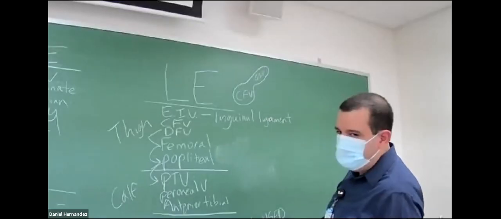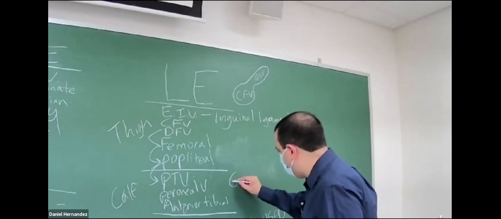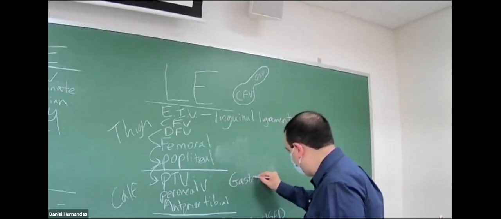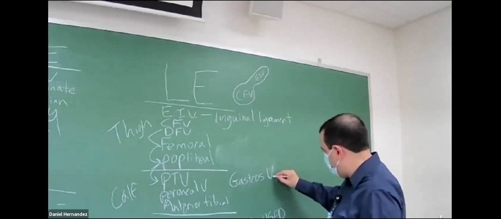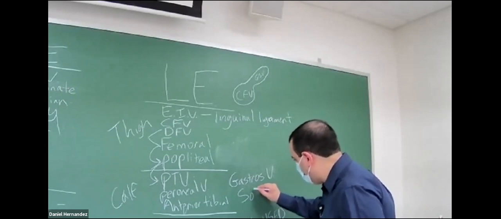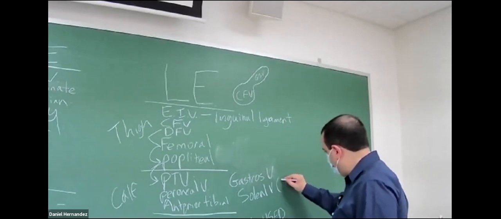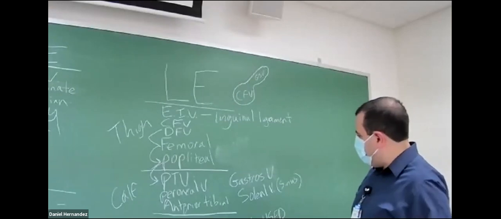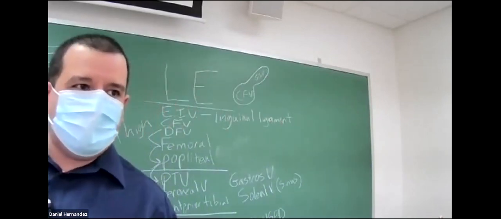So just a couple more deep veins that we need to note for the calf as well. So we have the gastrocnemius vein. I'm just going to label gastroc vein or gastrocnemius vein. And we also have the soleal vein or soleal sinus, sometimes seen referred to as the soleal sinus. So the gastrocnemius vein and soleal vein are both also considered deep veins because there is a corresponding artery with that as well.